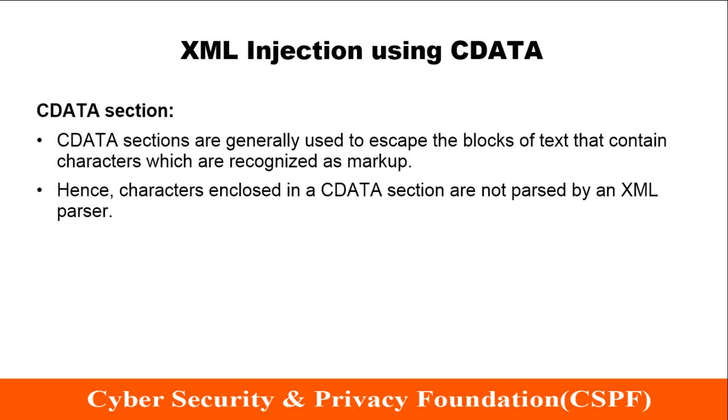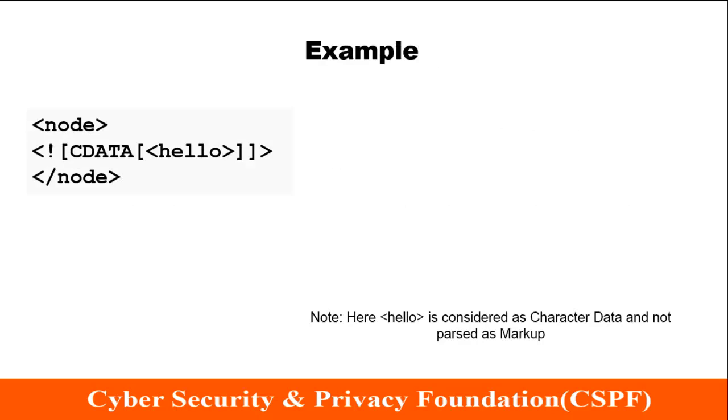The other method would be XML injection using CDATA. CDATA sections are generally used to escape blocks of text that contain characters which would otherwise be recognized as markup. Hence, characters enclosed in a CDATA section are not parsed by an XML parser. Now let's consider an example. As we could see in the given XML code, we have a CDATA in which we have hello enclosed, but here hello is considered as character data, and hence it is not parsed as markup.